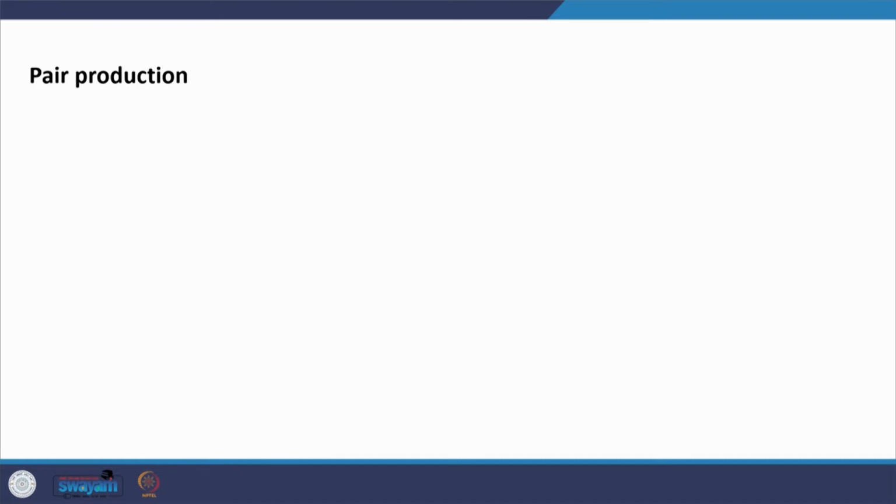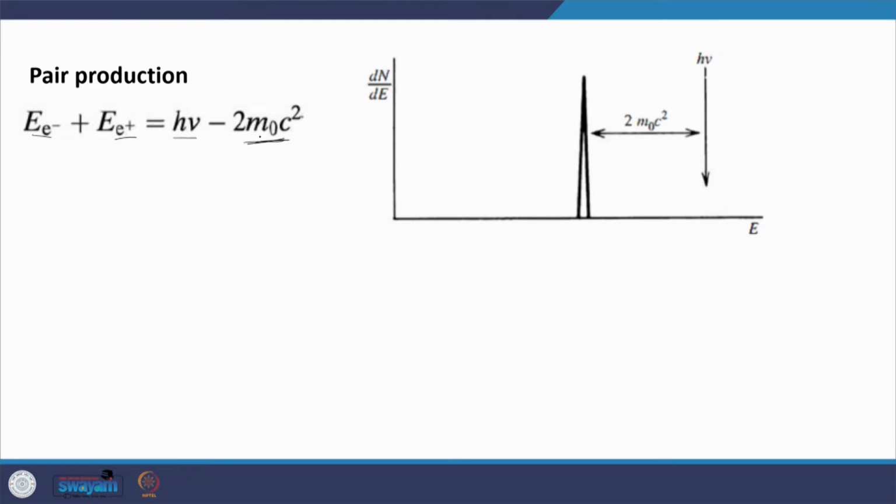All right. In pair production, the energy of the electron and positron should be such that it is equal to the incident energy minus 2 times 511 keV gamma rays. That is the reason you will get a peak which is to the left of the full energy by an amount of 2 m naught c square. This is also called the double escape peak.